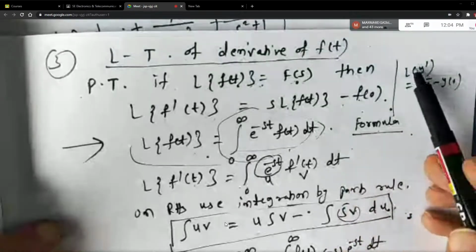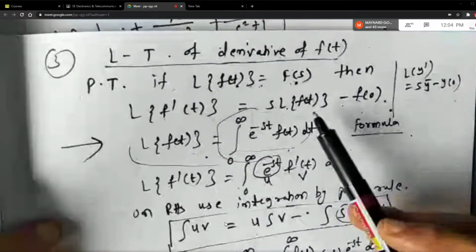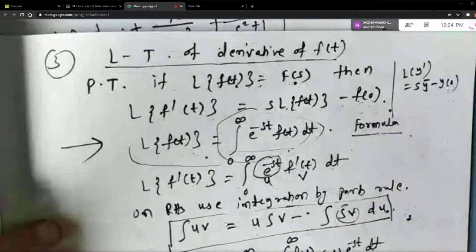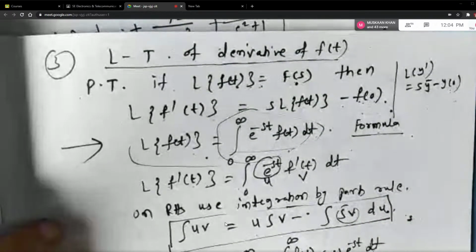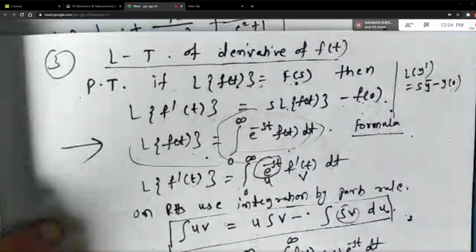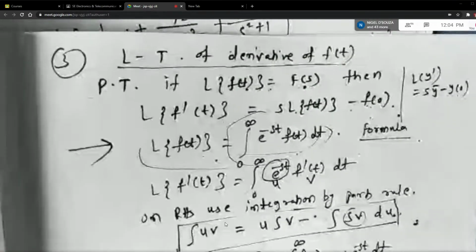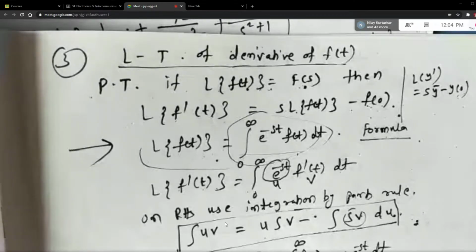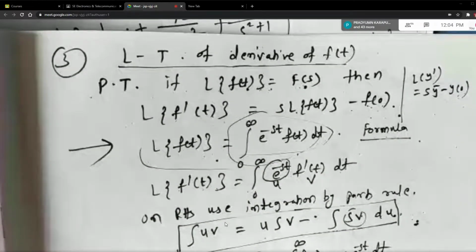Now, do you remember the same formula we have written in this form? L of y dash. In place of f dash, we are writing y dash. S y bar. L of f of t is y bar, minus y naught. F naught is y naught. So this formula where we have used L of y dash, L of y double dash and so on. Anybody? Where have we used this formula? To find Laplace of derivative. Yes, we have used this formula when we solve the differential equation by using Laplace transform.